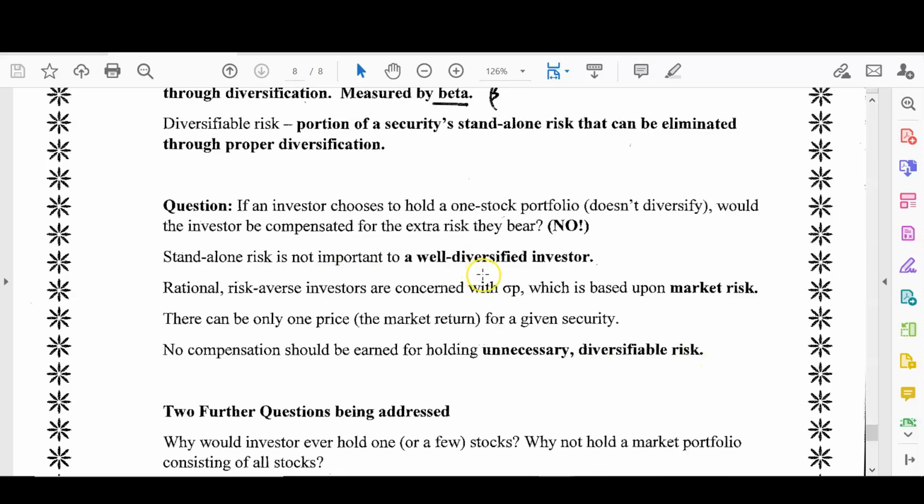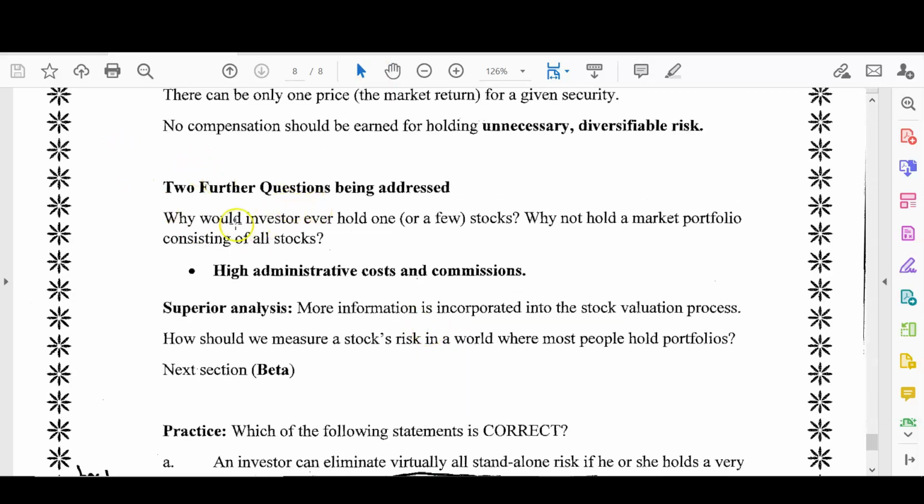Okay, so if you don't diversify, if you just hold one single stock, you still have the return that's determined by the market. And when most people in the market are holding a portfolio, the return of the stock is going to be determined by the return of the stock when it's held in a portfolio.